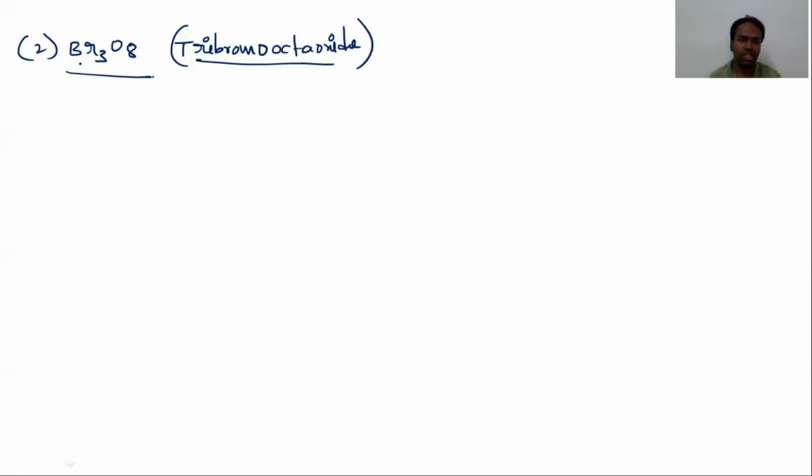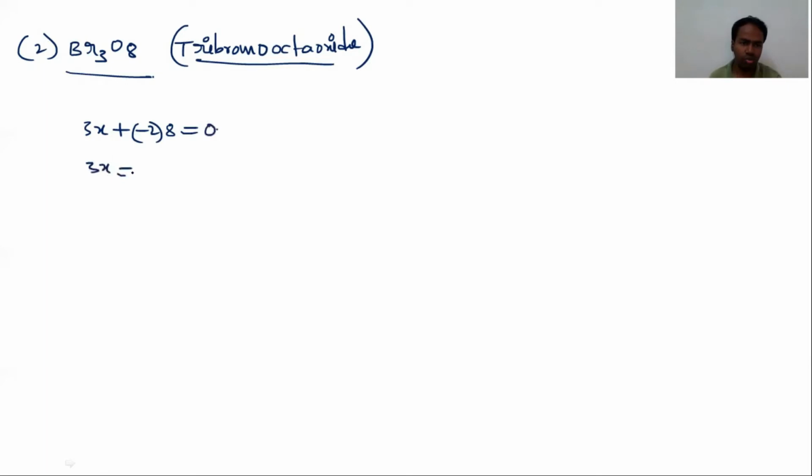Find the oxidation state of bromine in a normal way. So here, the bromine oxidation state is X. So 3 bromines, 3X. Each oxygen oxidation state is -2. So how many oxygens are there? 8. This is a neutral molecule. That's why the sum of oxidation states is equal to 0.